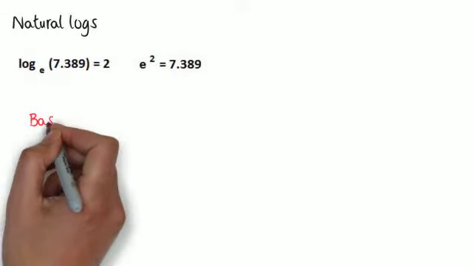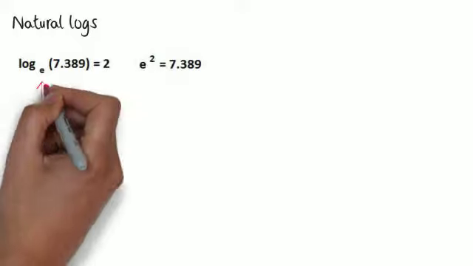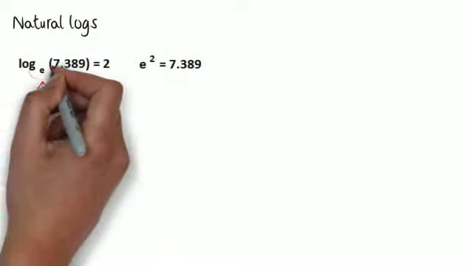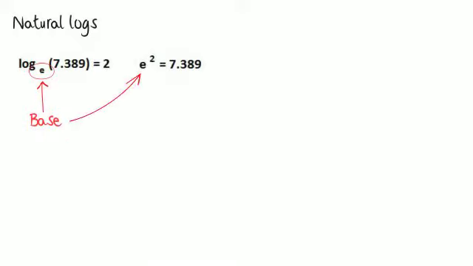Now let's talk a little bit about natural logs. And in natural logs, what we have is the same basic expression, except our base is not 10, it's e, where e is 2.718. So if you have log e of 7.389, that equals 2.